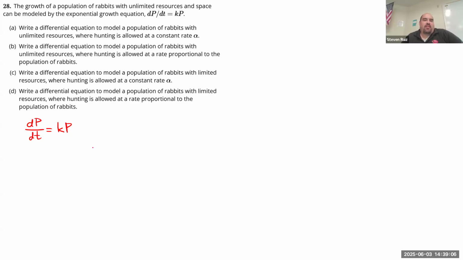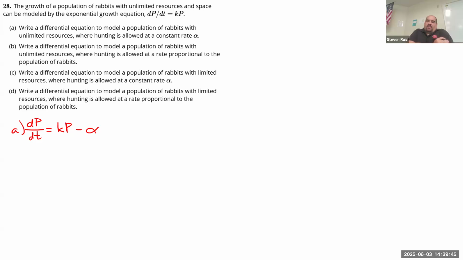A, write a differential equation to model a population of rabbits with unlimited resources where hunting is allowed at a constant rate alpha. By constant rate, I'm going to assume that every year, alpha rabbits are going to be hunted. So every year, the population of rabbits is going to decrease by alpha rabbits. And if that's true, then we can subtract alpha from dP/dt = kP.